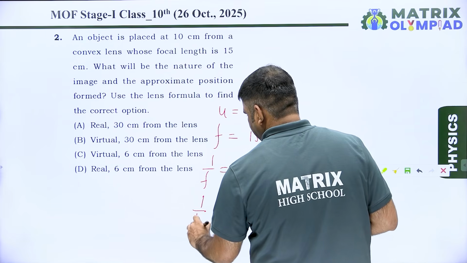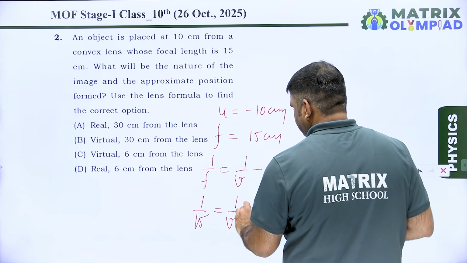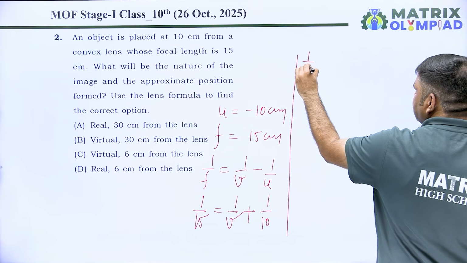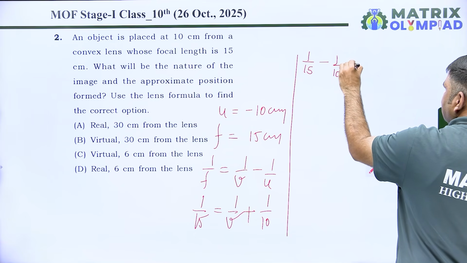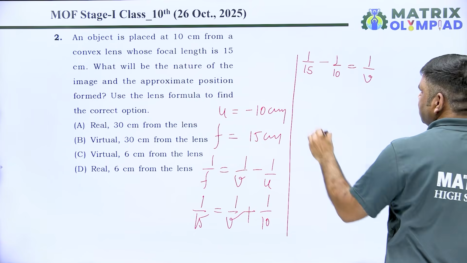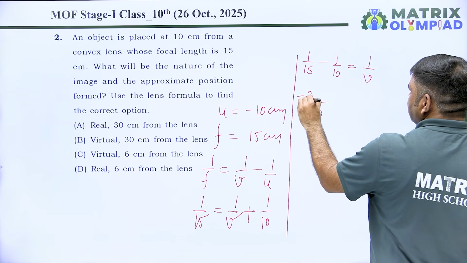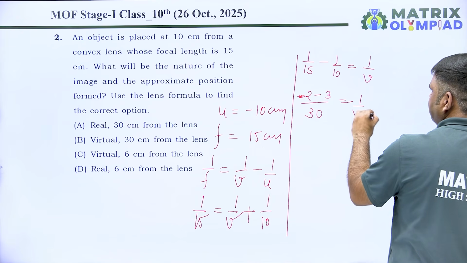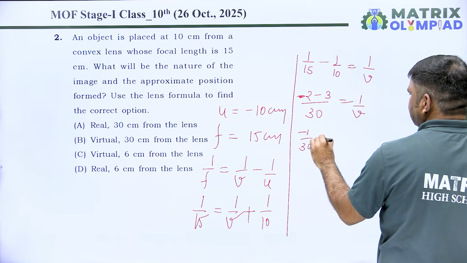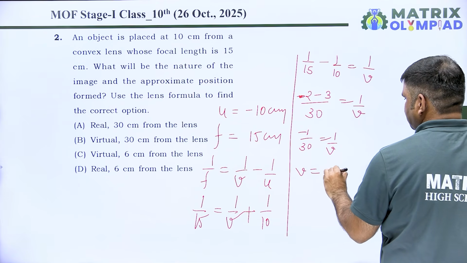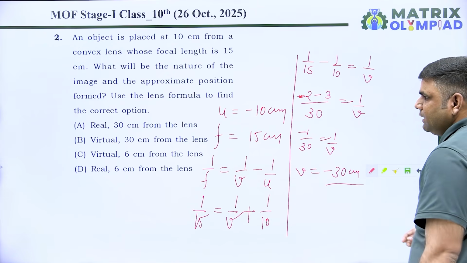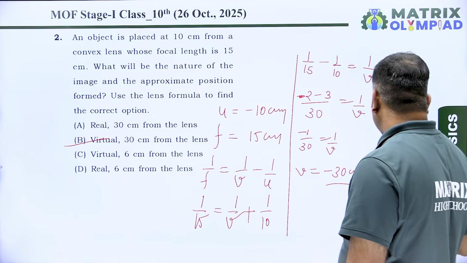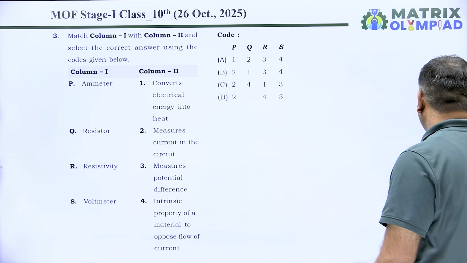1 by f is 1 by 15, equals 1 by v plus 1 by 10. So 1 by 15 minus 1 by 10 equals 1 by v. That is 2 minus 3 over 30, so 1 by v equals minus 1 by 30, so v equals minus 30. So our correct answer will be option B, virtual, 30 centimeter from the lens. Move to the next question, question number 3.